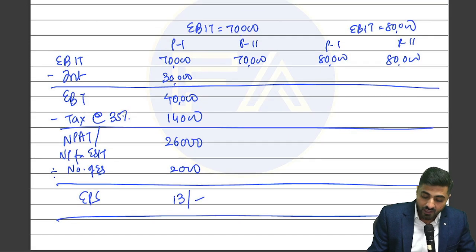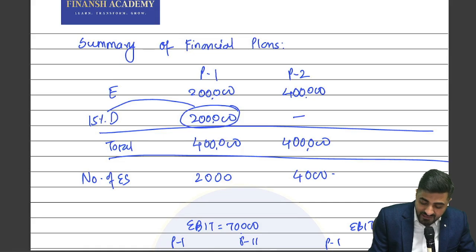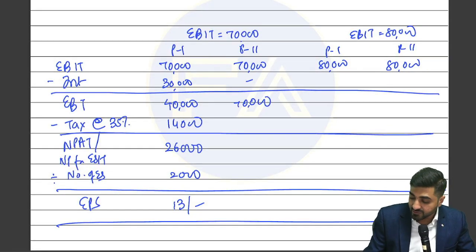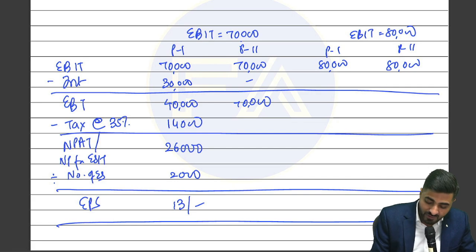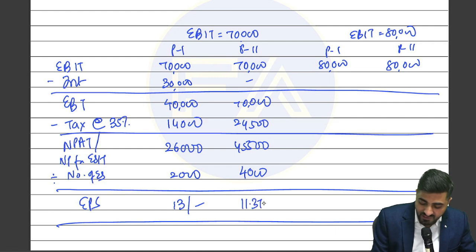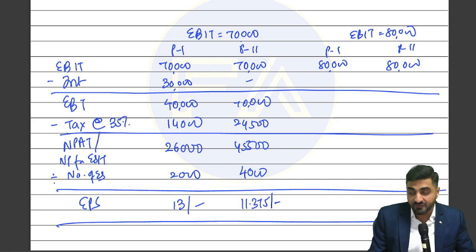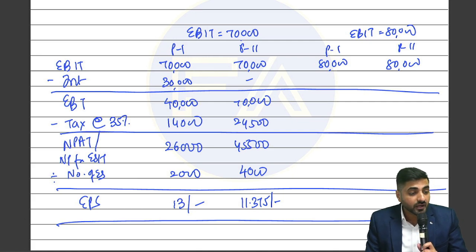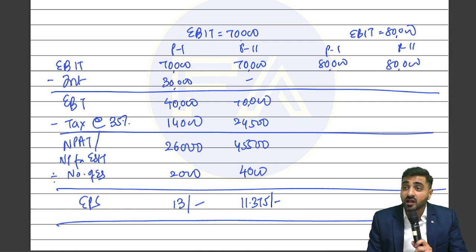13. In the second plan, is there any interest? No. This will be 70,000. What's the tax rate? 70,000 into 35% will be 24,500. What is this going to be? 45. What are the number of equity shares? 4,000. What is the EPS? 11.37. Can you please tell me which plan, plan 1 or plan 2? Why? Because here the EPS is lower or higher, beta? High.